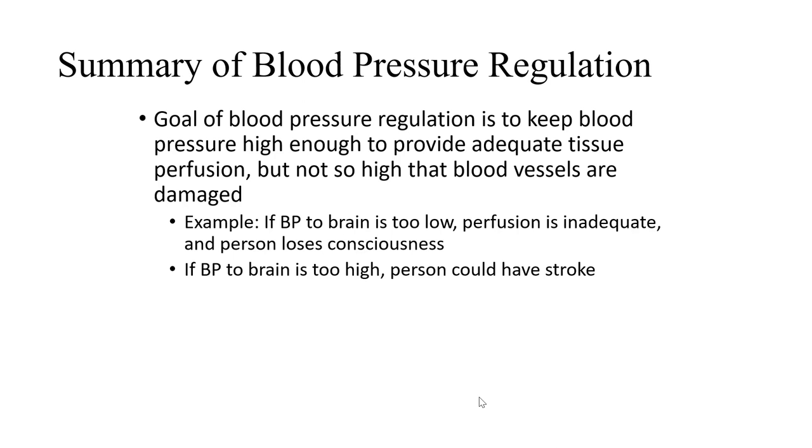So think of this, guys. The goal of blood pressure regulation is to keep the blood pressure high enough to provide adequate tissue perfusion, but not so high that the blood vessels are going to pop. Consider that if the blood pressure to the brain is very low and perfusion is inadequate, the person can actually lose consciousness. But if the blood pressure to the brain is too high, any one of the blood vessels in the brain could pop and a person could have a stroke.